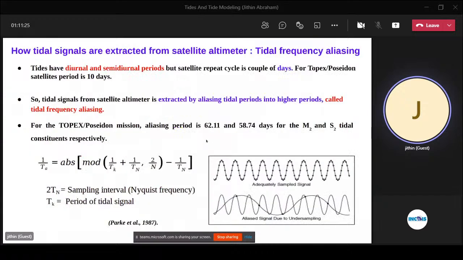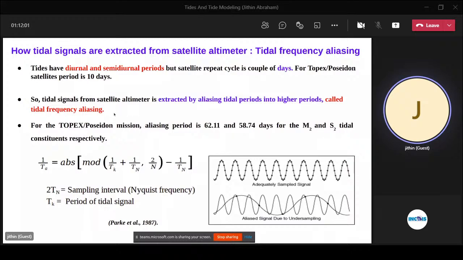So before going into detail on the barotropic tides and their global maps, I would like to explain how to extract the tidal signals from the altimeter. Tides have diurnal and semi-diurnal periods, but the satellite repeat cycle is about a couple of days. For Topex/Poseidon, it is about 10 days. So the tidal signals cannot be directly extracted from the satellite measurement.